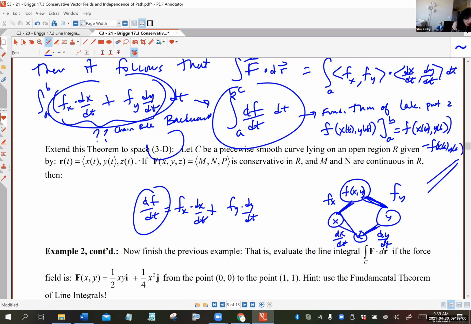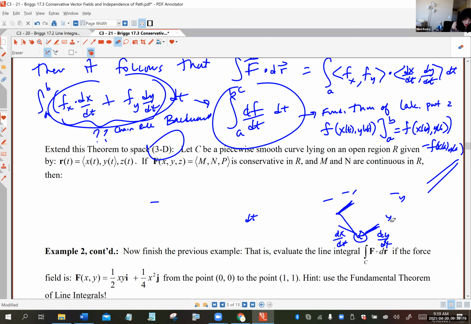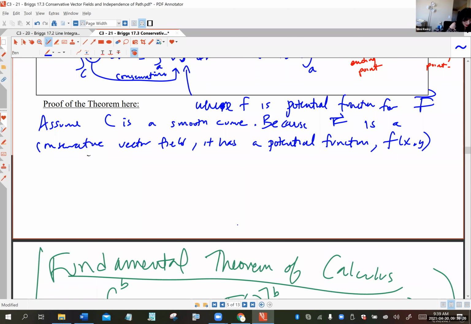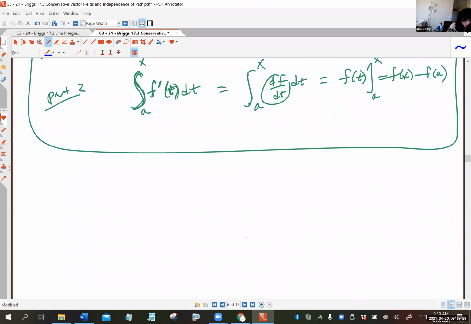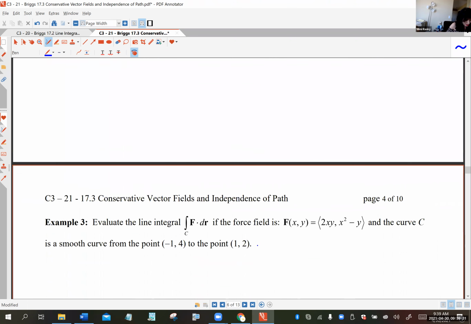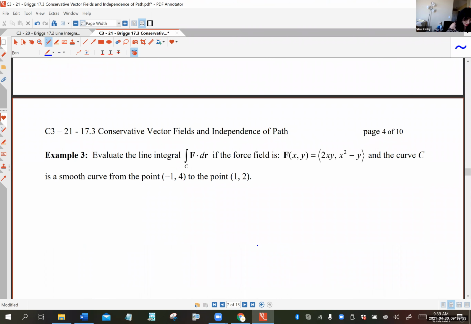Okay, now what about 3D? What if you had to do this in 3D? Well, I haven't told you how to figure out and recover a potential function for a conservative 3D vector field, and I will soon, but let me just say that if we did extend the fundamental theorem of line integrals to a 3D conservative vector field, it works just as well. But I'm kind of waiting to tell you how to do that. So be patient. I know, I'm just trying to get to it.